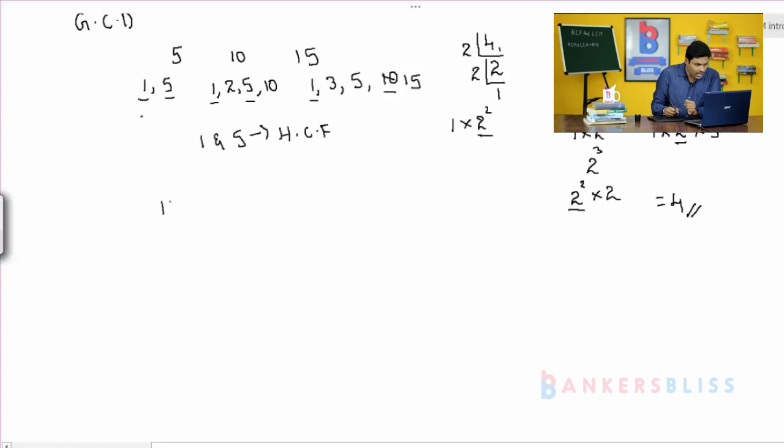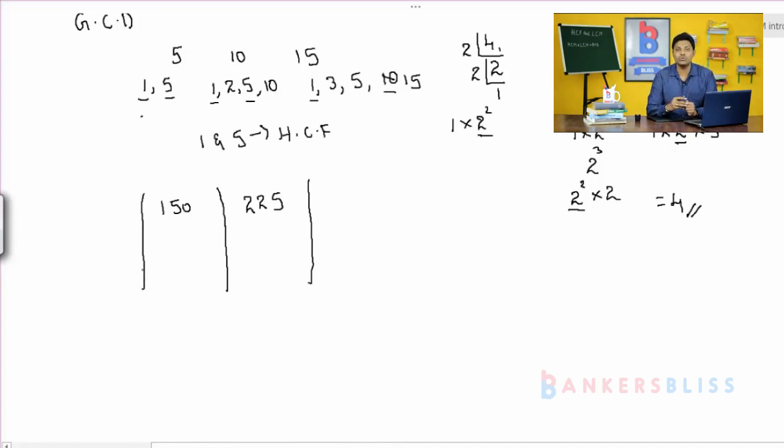Example: 150 and 225. These are the two numbers. I have to identify the HCF for these two numbers, 150 and 225. Which is the highest number here among the two? 225 is the highest. So you divide 225 by 150. How many times can you divide? One time. So 150 ones are 150. So the remainder is 75.